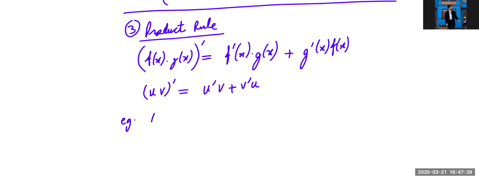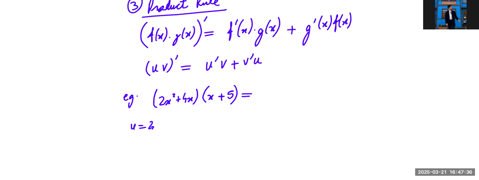For example, 2x squared plus 4x times x plus 5. To derive this, first understand what is u. U is 2x squared plus 4x, and then understand what is v. V is x plus 5. So u prime would be 4x plus 4, and v prime would be 1, because the derivative of v is this, the derivative of u is this.